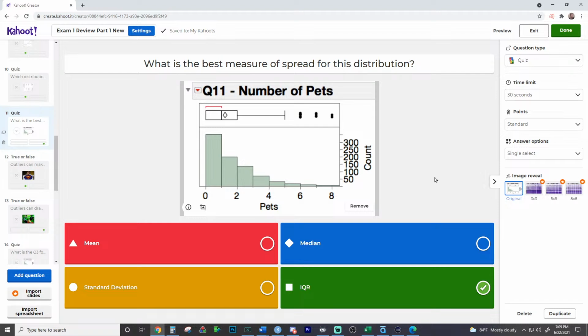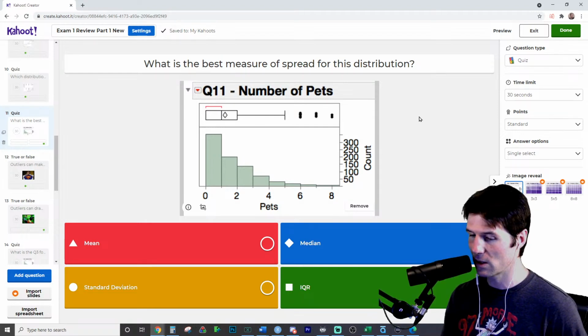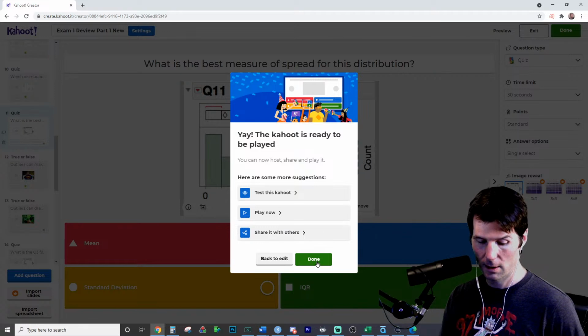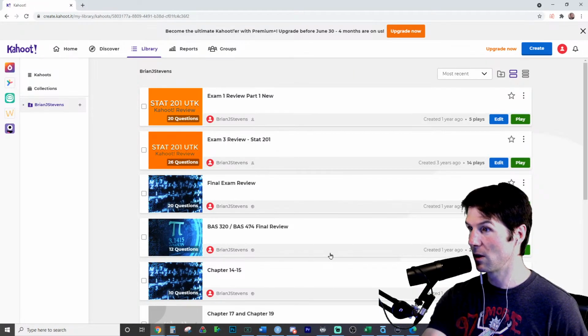So now the best measure of spread is going to be the IQR, and that's because it's skewed, because this is not going to be impacted by the skew. Does that make sense right here, Hannah? Great questions. Let me know if you have more. I think that should make sense here. We'll save this. Done. Awesome.